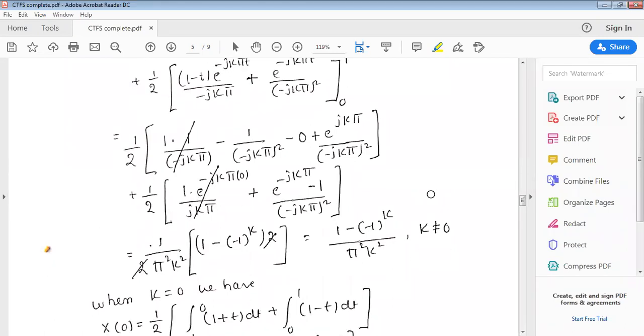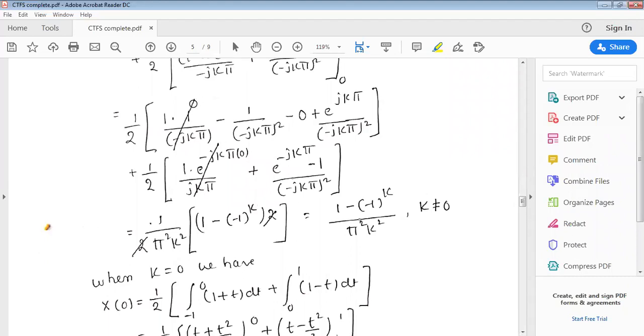No, sir. Now look at this one, whatever I cancelled. See here, minus 1 by jkπ and plus e power jkπ will become 0, will become 1. So this factor and this factor will get cancelled. So whatever I have is e power jkπ, it is again (minus 1) power k. This factor will become (minus 1) power k and this will become minus 1.